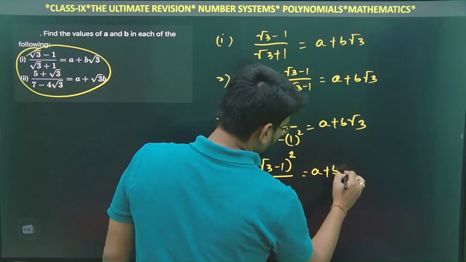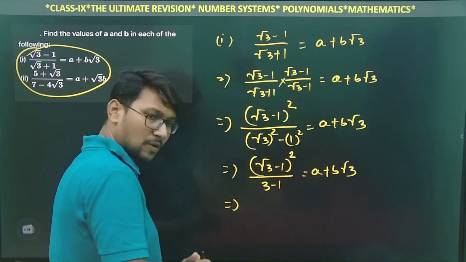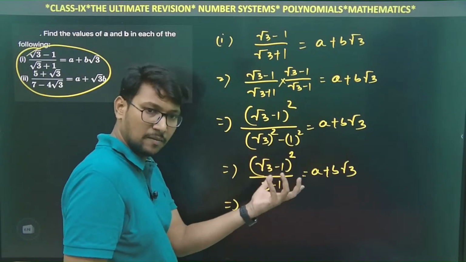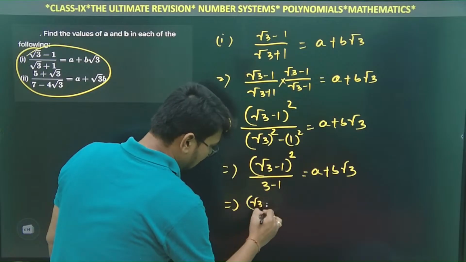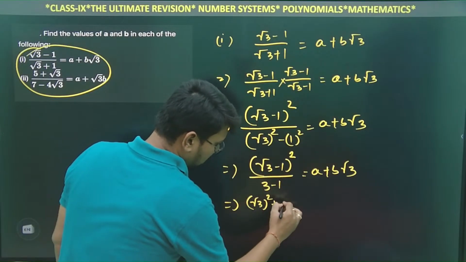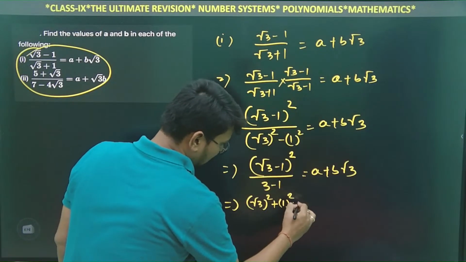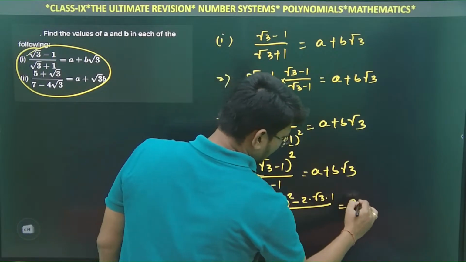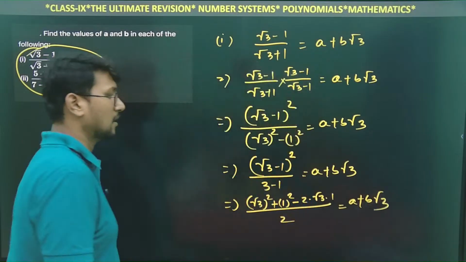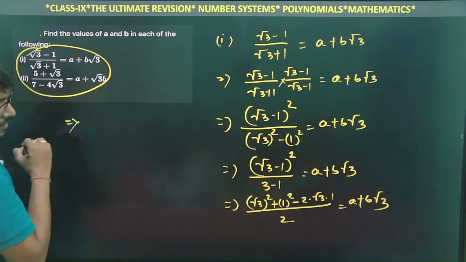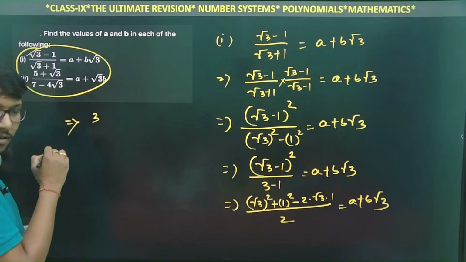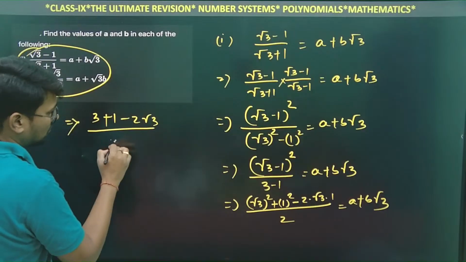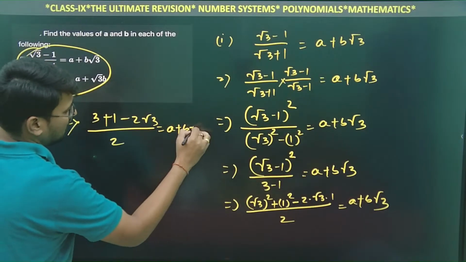A plus b√3. Hence, what is (√3 − 1) whole square? (a − b) whole square is a square plus b square minus 2ab. So it is (√3) square plus 1 square minus 2 into √3 into 1, all divided by 2, equals a + b√3. Clear? I am solving right now. Check: what is √3 square? 3 plus 1 minus 2√3, all divided by 2, equals a + b√3.